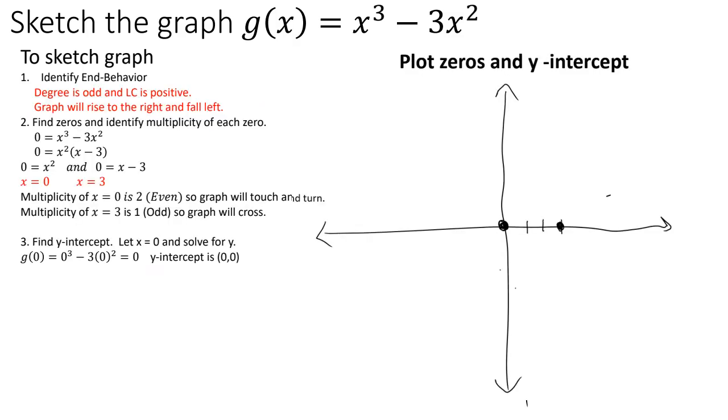So let's go ahead and graph, okay? So the first thing that I'm going to do is plot my zeros. So I have a double multiplicity at 0. I have a 0 at 3, okay? And I know my end behavior because my leading coefficient was positive. It's going to fall on the left and rise on the right. So I will put that.